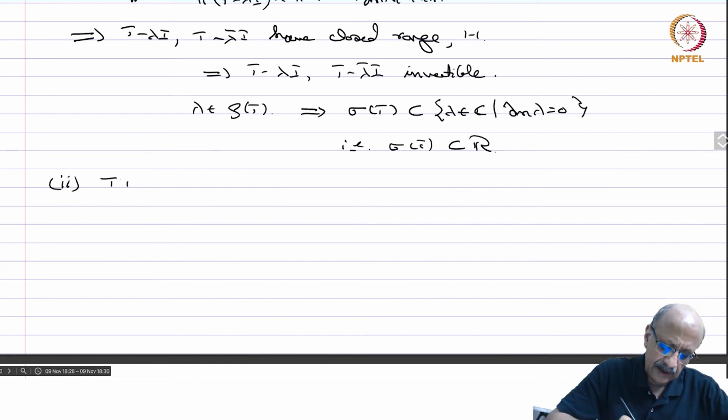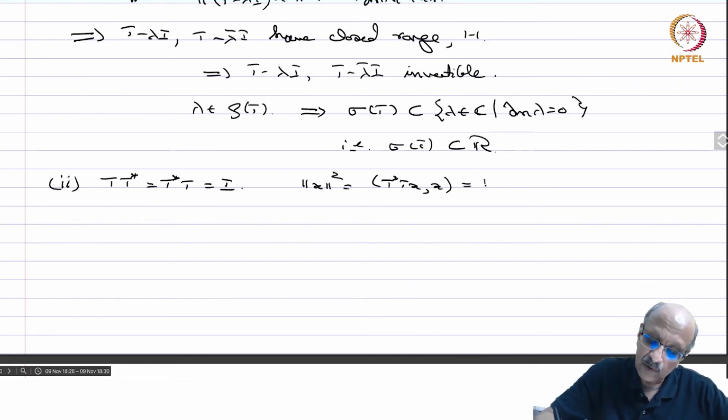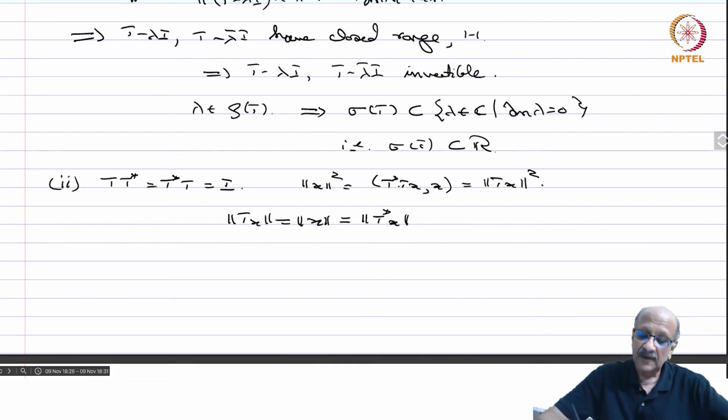So we have T star T equals T T star equals I. Okay, so if you take norm x square equals T star T x, because T star T is the identity, that's equal to norm Tx square. So these are all isometries. Any unitary operator gives you an isometry, namely norm Tx equals norm x. So norm Tx equals norm x, and this is also equal to norm of T star x. The same, for the same reason; instead of T star you took T star T, you would have got the same thing.